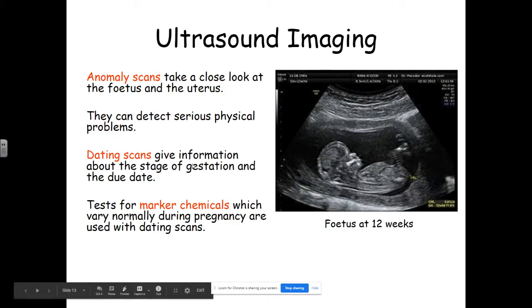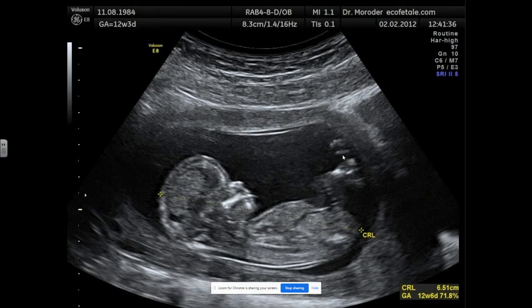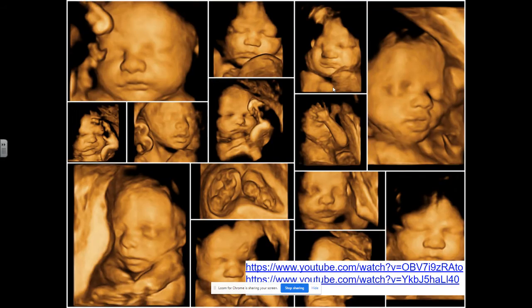So we've talked through this already. And this is a nice picture of an ultrasound. This, I think, is an fMRI of a baby.